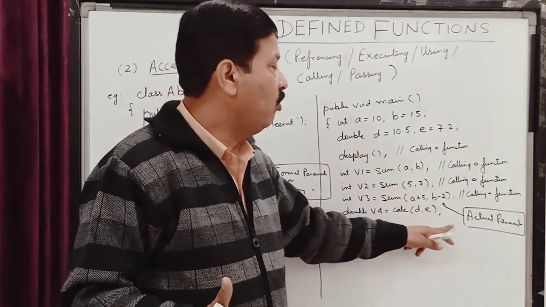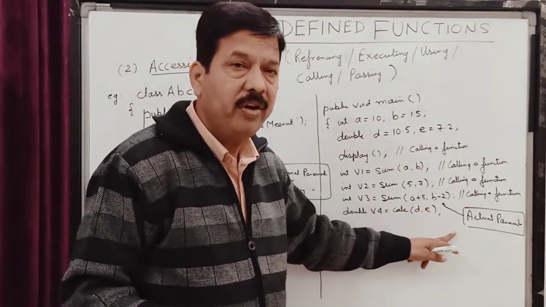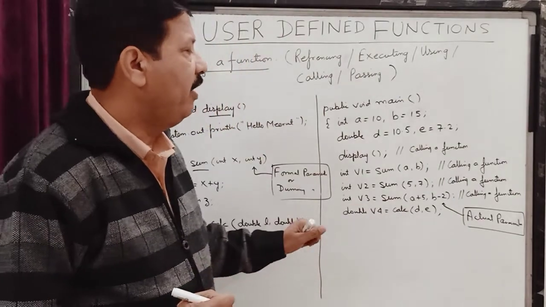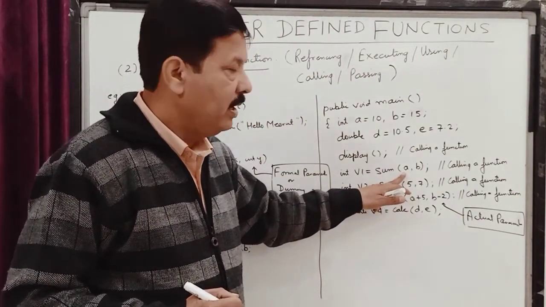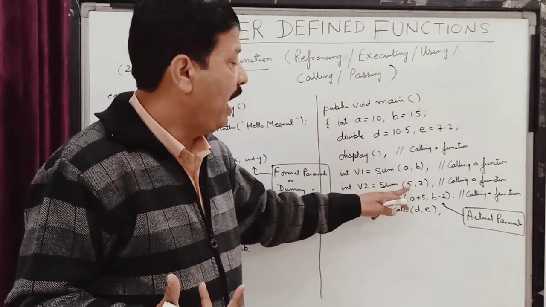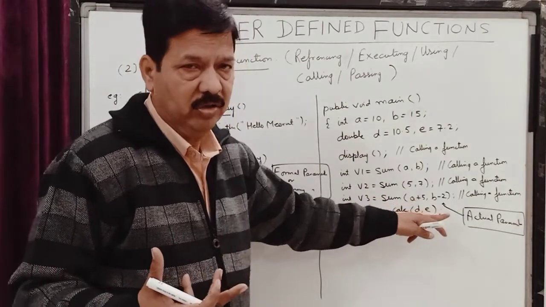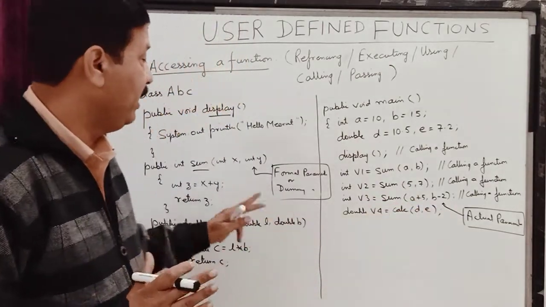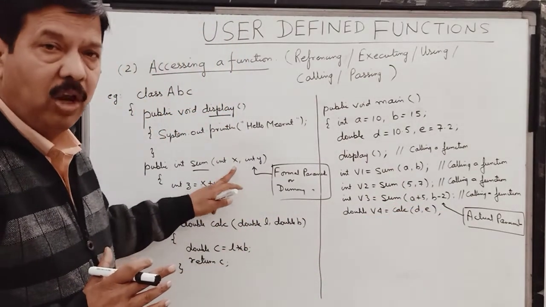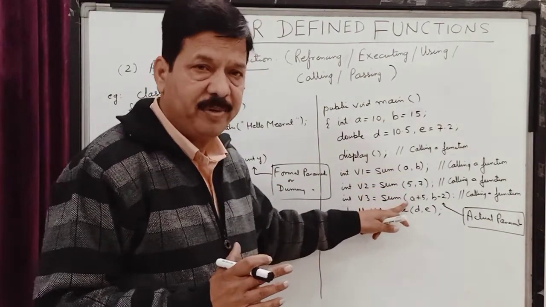So at the time of calling a function, the parameters which we use are called actual parameters, and these parameters may be variables as shown over here, a and b. They may be constants also, as 5 and 7 are constant values, or they may be expressions also. So it is a difference over here, that here it is always variables along with their data type. Here it can be variable, constants, or expression.